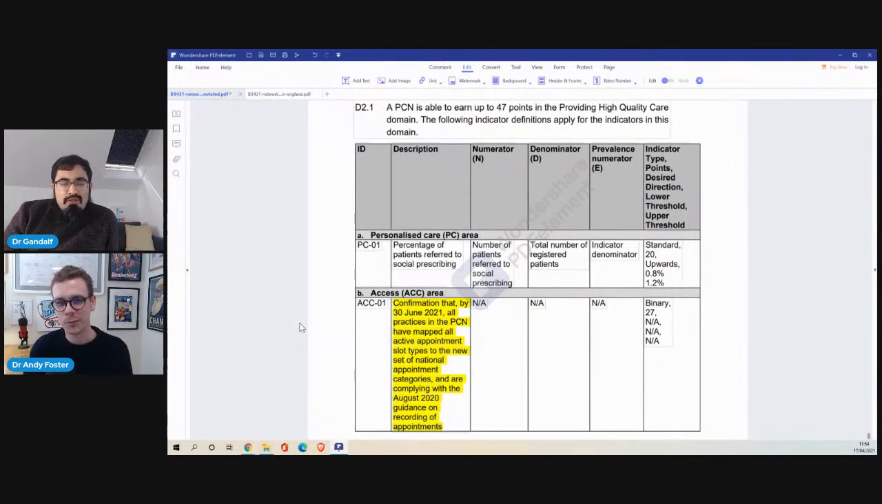So the interesting part is that this is part of the GP contract, not necessarily part of the DES contract. The payment for this is just an incentive for practices to get on and do it quicker. So okay, it's money for something that we're going to be required to do anyway, so maybe I shouldn't complain.